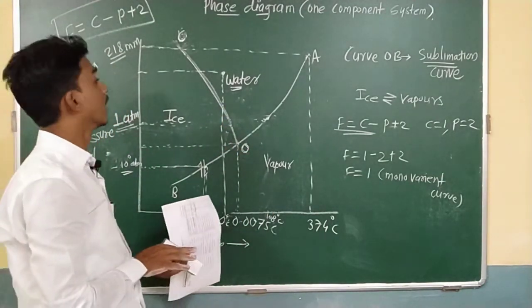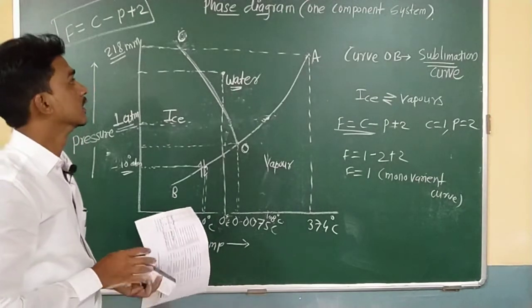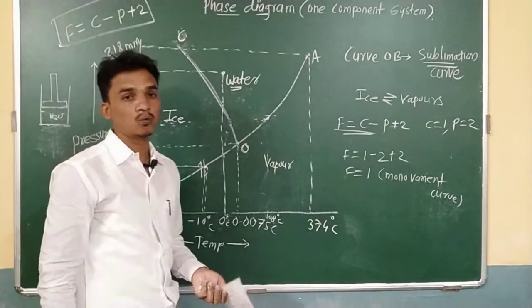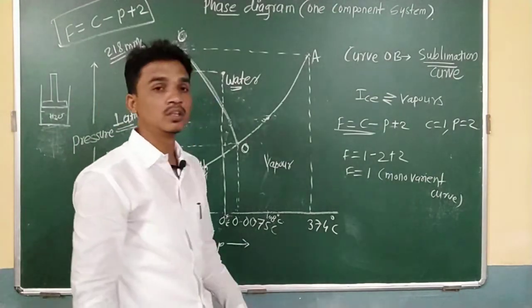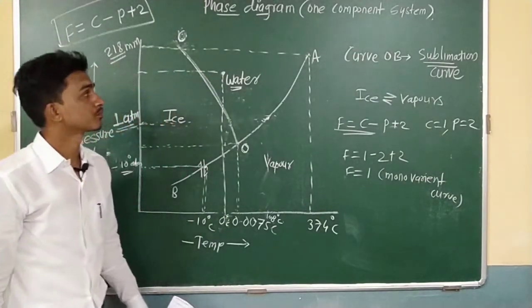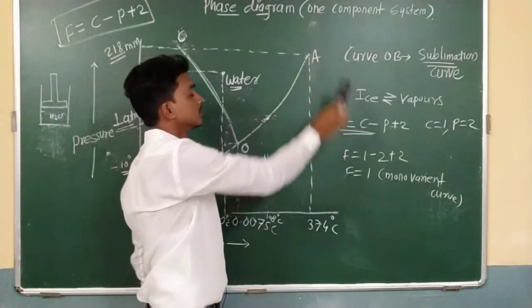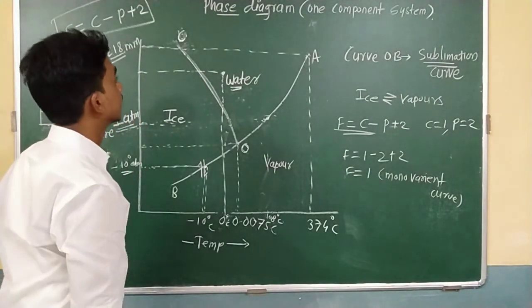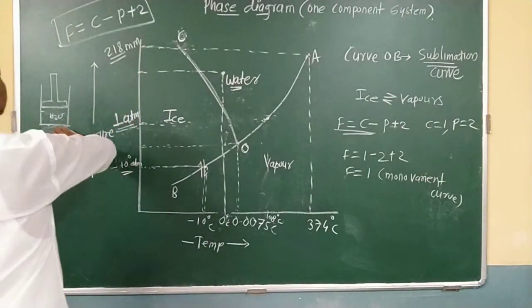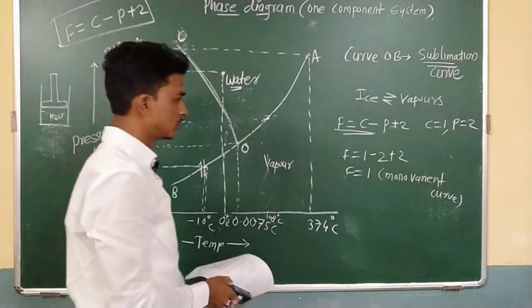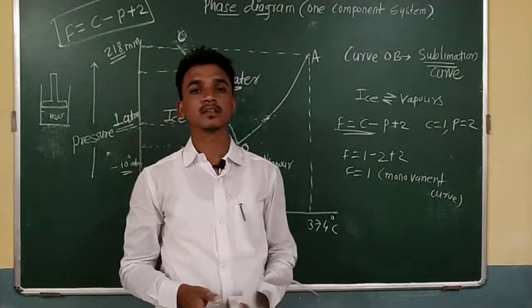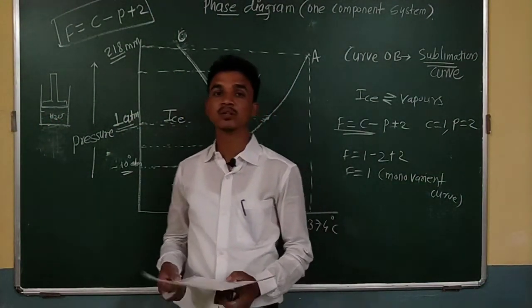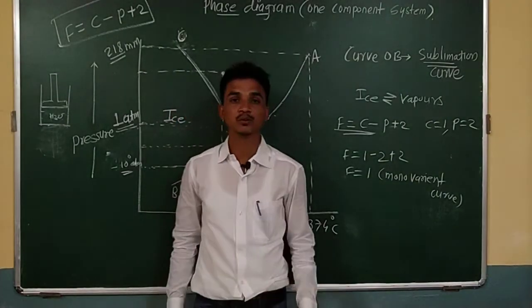I hope I have covered all the things about the phase diagram of a one component system. For the one component system I have chosen water as an example. I hope all of you have understood all these things, and if you have any query related to the phase diagram, you can contact me.